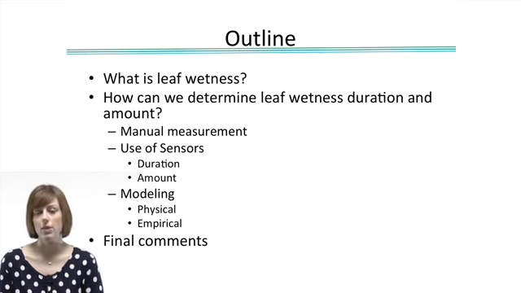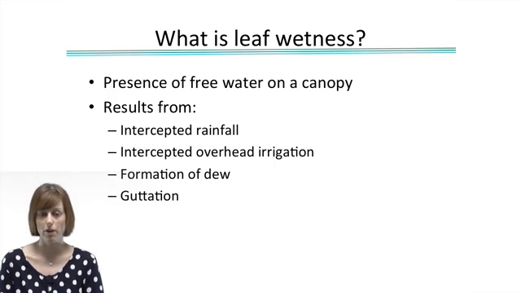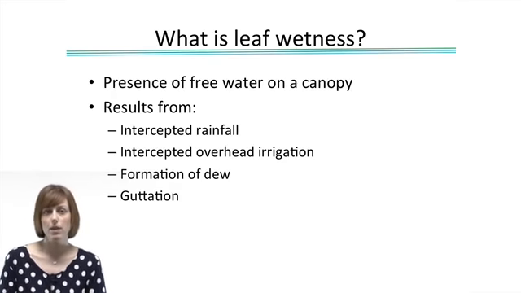So what is leaf wetness? We define leaf wetness as the presence of free water in the canopy, and it can result from predominantly three sources. One is intercepted rainfall. The other is intercepted overhead irrigation, operating much on the same mechanisms as rainfall, where we have penetration through most of the canopy. And the final one is formation of dew. I'll get into discussion as to why dew forms. And the final one is guttation.